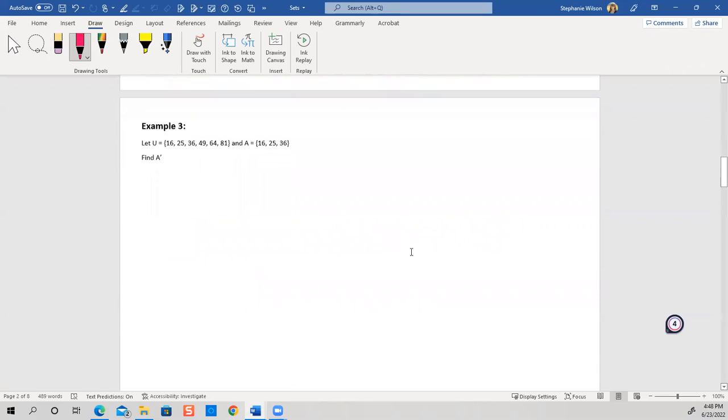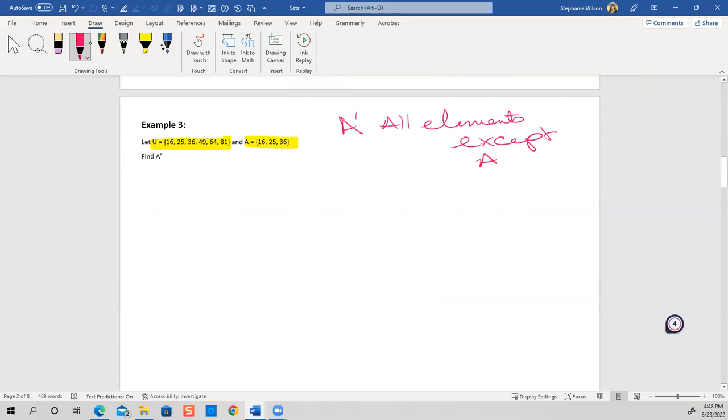Example 3 says that you're given this whole entire set called U, and then you're given A with a set. And I want to know, what is A prime? A prime is all elements except for A. That's what A prime is. So what I'm going to do is take U. I like to write them where I can see them up and down so I can compare them better. And I'm going to write A directly underneath it.